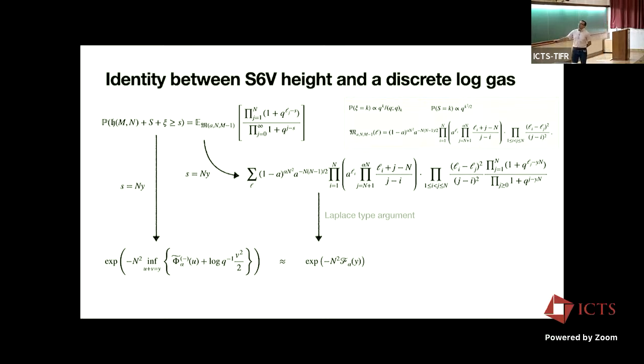So, assuming that the rate function exists, we reach such an expression. The lower tail rate function of the stochastic 6-vertex model, when we take its infimal convolution with a parabola, needs to be equal to the functional f alpha, which is explicitly derived from this expression.